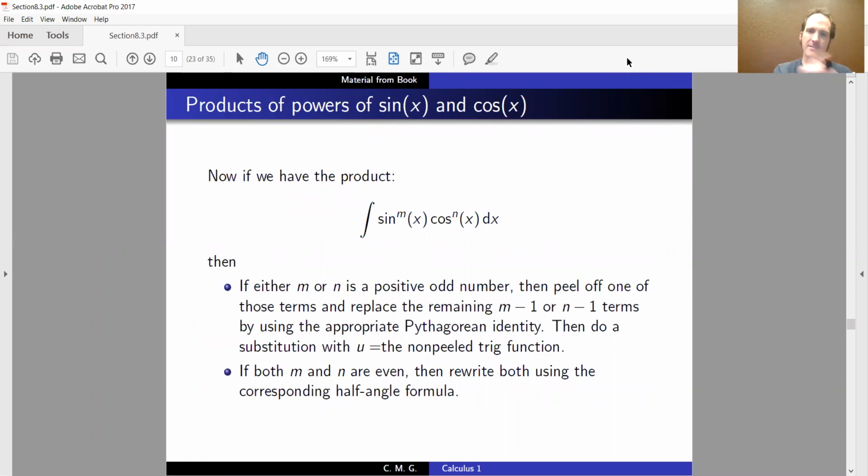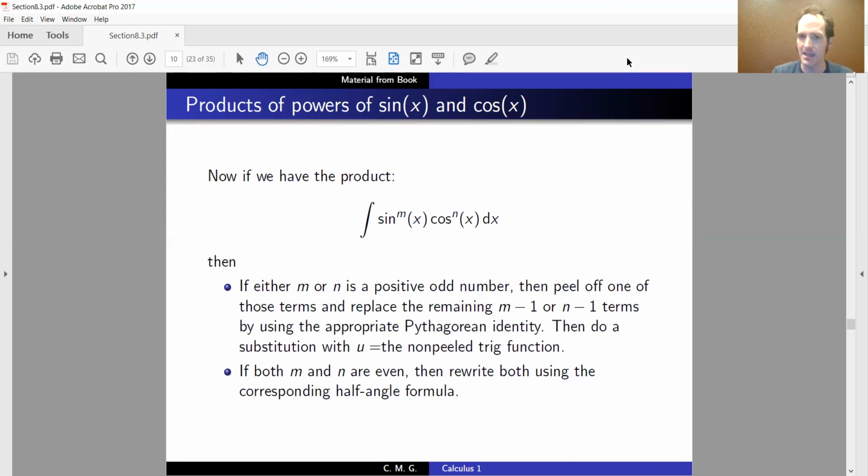So now what about products of these two? So in the case that I have a product of sine and cosine, again, it's going to depend on the parity of m and n. So what are they? Are they even? Are they odd? If one of those two is an odd number and it's positive, a positive odd number, I can peel off that term, replace the remaining terms, which is an even number, using the Pythagorean identity, and do the u substitution with that non-peeled trig function. So in the case that I peel one of the sines off, I do a u substitution where u is cosine, and then I kind of work from there. And then I integrate with that.